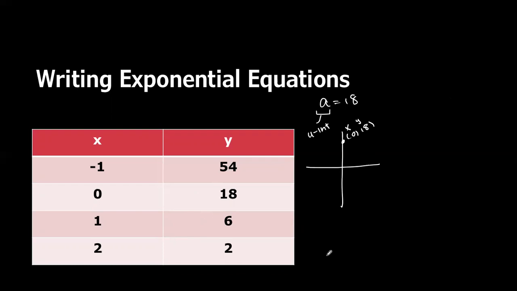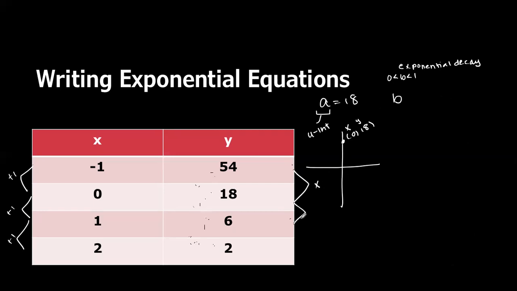Now we need to figure out what the b value is. Looking at the y values, is this increasing or decreasing? Decreasing: 54, 18, 6, 2. This is going down, so I know that my b value is going to be between 0 and 1. I know this is going to be exponential decay. So we need to figure out what it's multiplying by from 54. Since all of these are increasing by 1 on the x, I can easily figure out the other side. So I have to figure out, 54 to 18, what is it multiplying by?